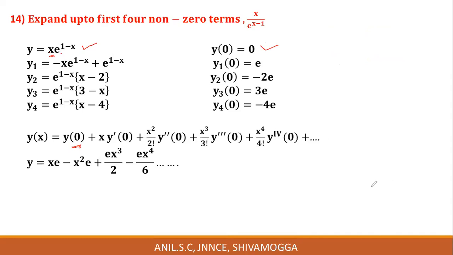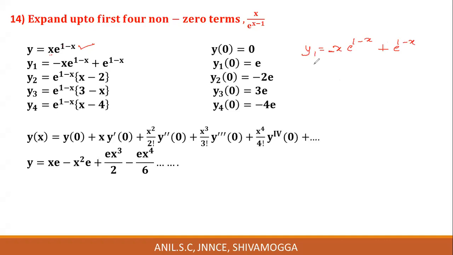Next. To find y1, we differentiate this expression using product rule with respect to x. First function x into derivative of e power 1 minus x, which is e power 1 minus x itself, into derivative of 1 minus x, which is minus 1. 1 is constant, its derivative must be 0, and that of minus x is minus 1. Plus e power 1 minus x into derivative of x with respect to x, which is 1.